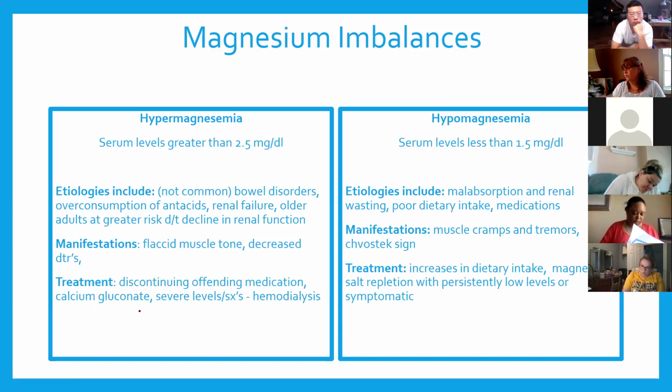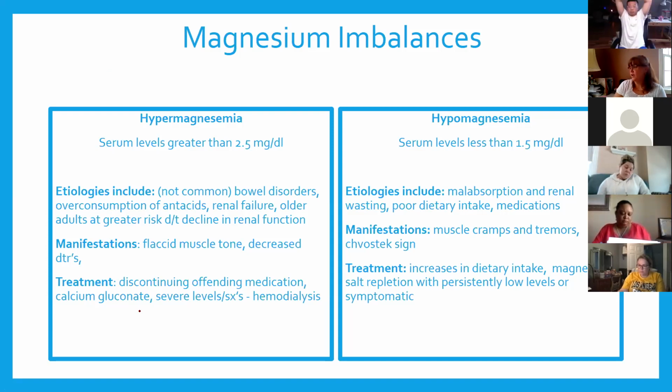Hypomagnesium, less than 1.5. So malabsorption, poor dietary intake, and or medications can cause it. So muscle cramps, tremors, etc. Increases with dietary intake. We need to give magnesium salts to help replace it, okay?